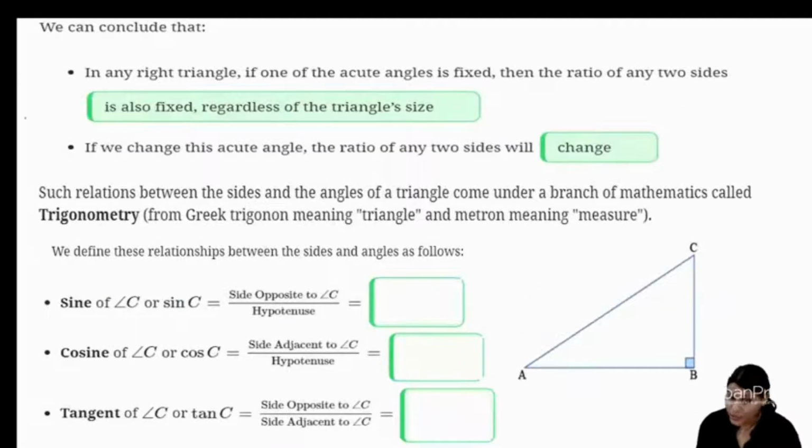There is a very important conclusion. In any right angle triangle, if one of the acute angles is fixed, then the ratios of the sides of the triangle are also fixed, and it doesn't depend upon the size of the triangle. And when the acute angle is changing, then the ratios of the sides are also changing. So can we say that the ratios of the sides of the triangle depend upon the acute angle? Yes. Such relations between the sides and angles of a triangle come under the branch of mathematics called trigonometry, where trigono means triangle and metry means measurement.